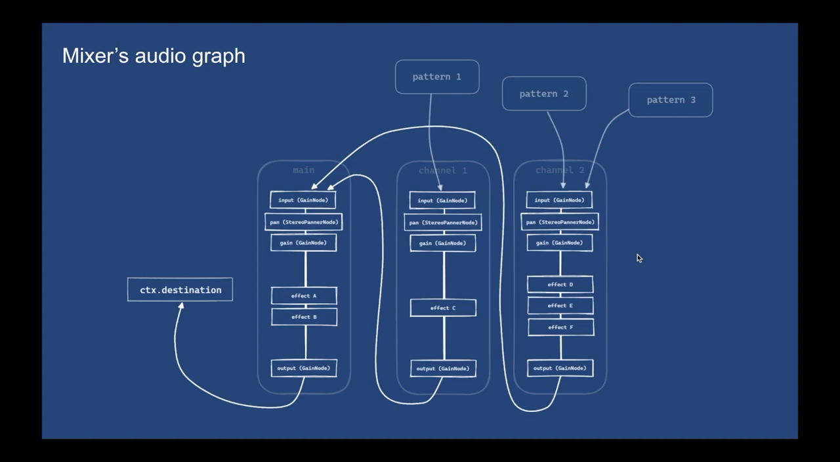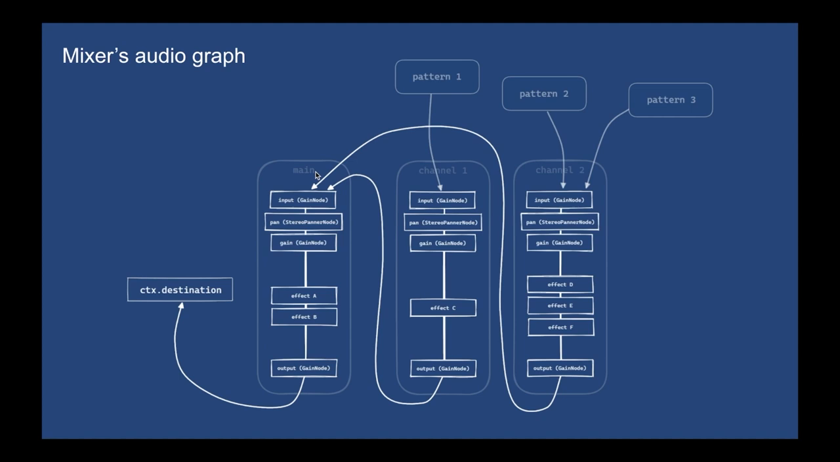So if we want pattern 2 and pattern 3 to be redirected in the channel 2, they just have to be connected to the input gain node. Same thing for the channels. If I want the channel 2 to be redirected in the main, we just need the output gain node of the channel 2 to be connected to the input gain node of the main.